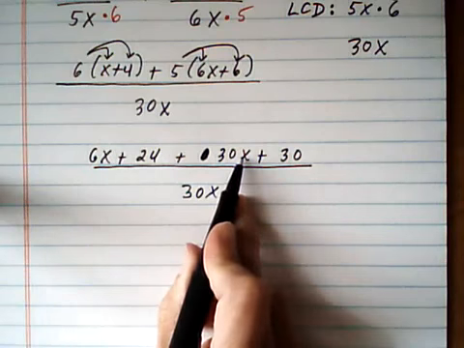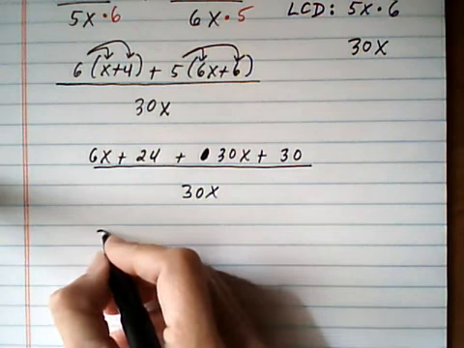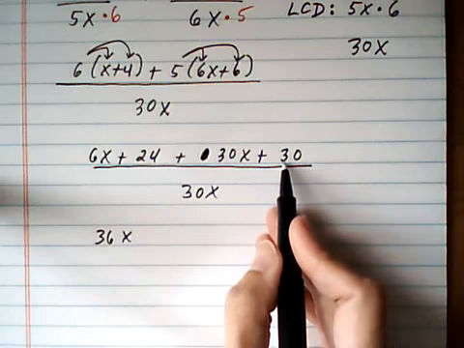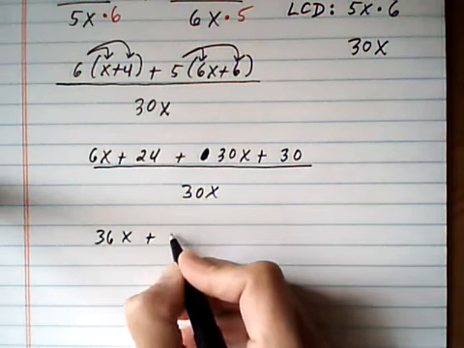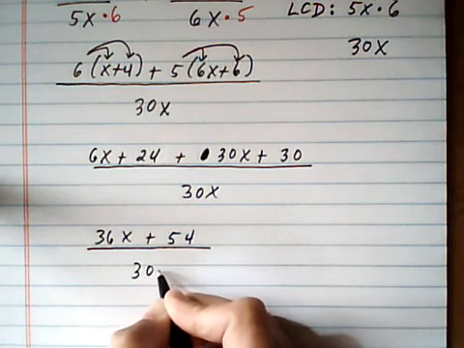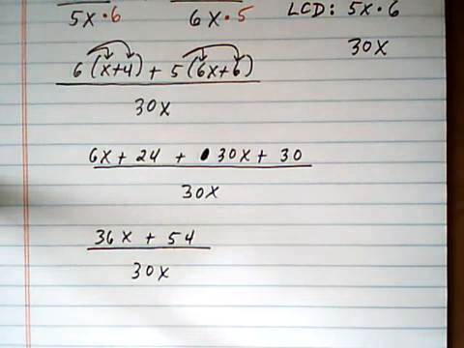So we've got 6x and 30x, combining like terms, give us 36x. And then 24 and 30, combining like terms, give us 54, all over 30x. So now it's simplified.